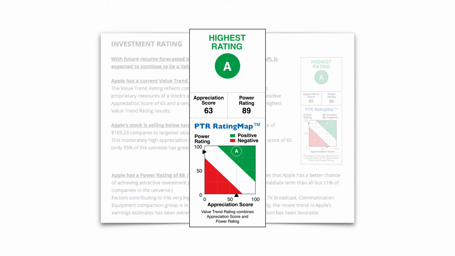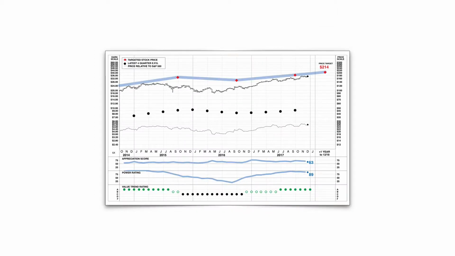And the power rating, which is a measure of timeliness, that looks at things like price behavior, estimate behavior, industry power. And in this case, the timeliness of a purchase of Apple is 89, meaning it's more attractive than 89% of the universe. Those two factors generate the overall rating of A. And this chart shows the behavior of the appreciation score, the power rating, and the value trend rating over time arrayed relative to the stock price. You can see that Apple became an A-rated stock in June of 2017.